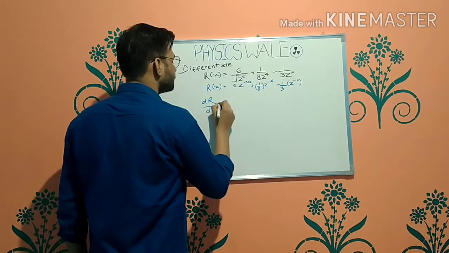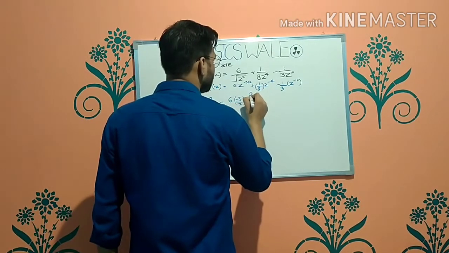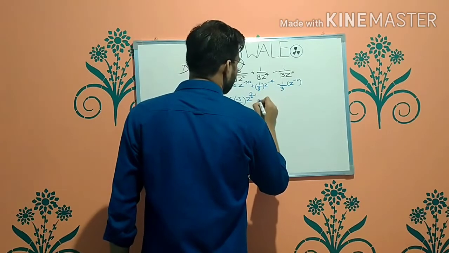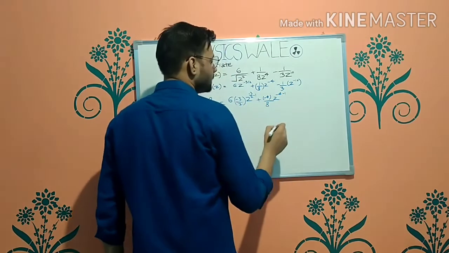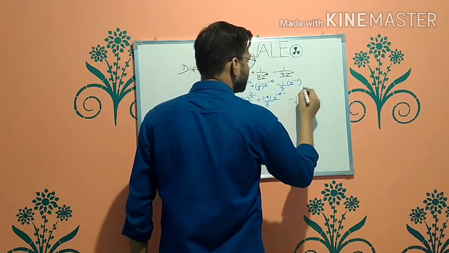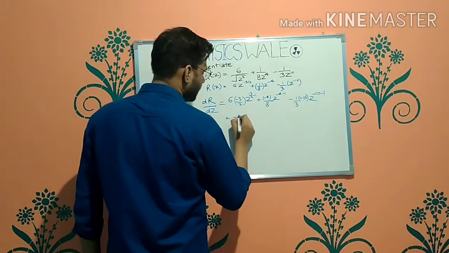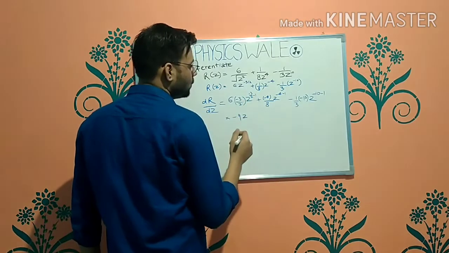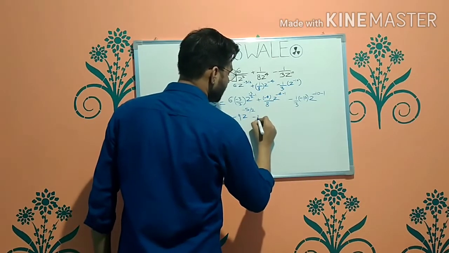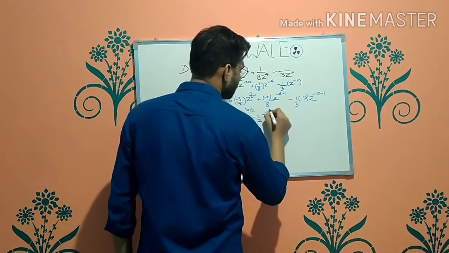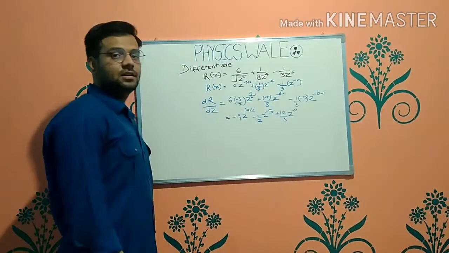dr by dz will be 6 times minus 3 by 2 comes out, z to the power minus 3 by 2 minus 1, plus minus 4 by 8, z to the power minus 4 minus 1, minus 1 by 3 times minus 10 comes out, z to the power minus 10 minus 1. It will be minus 9 times z to the power minus 3 by 2 minus 2 will be minus 5 by 2, minus 1 by 2 z to the power minus 5, plus 10 by 3 z to the power minus 11. This is the required solution.